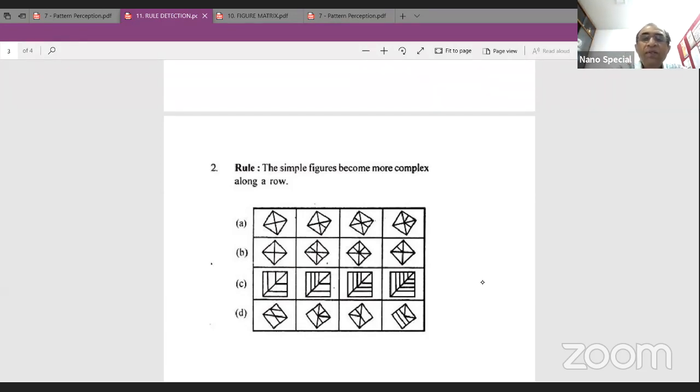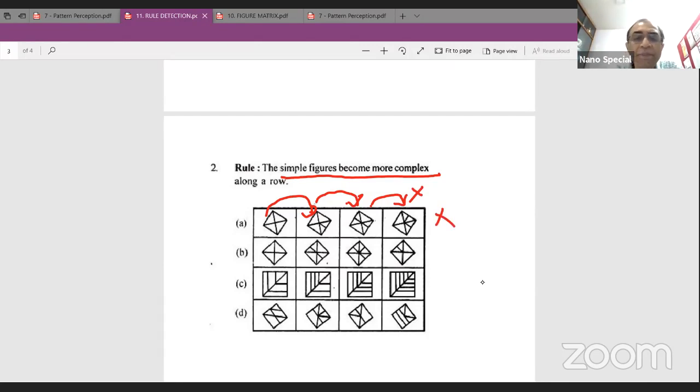What is the rule? Sairam Satvik has answered. Bhagirath, what is your answer? Simple figures become more complex. Tara, why is that your answer? Now, if you look at figure A, from here to here, it is becoming complex. From here to here, it is becoming complex. But from here to here, it is not becoming complex. It is becoming simple. So this can't be the answer.